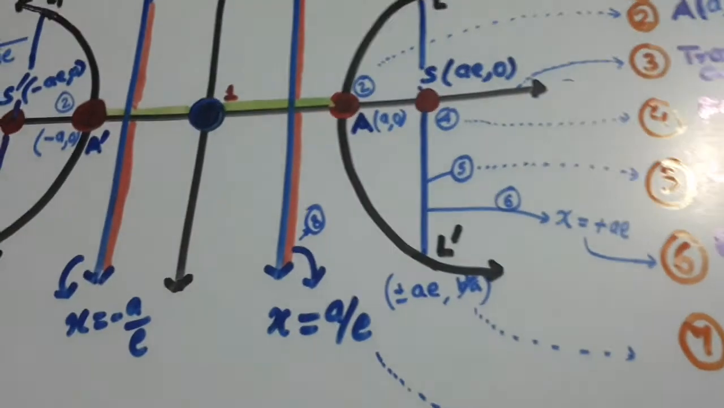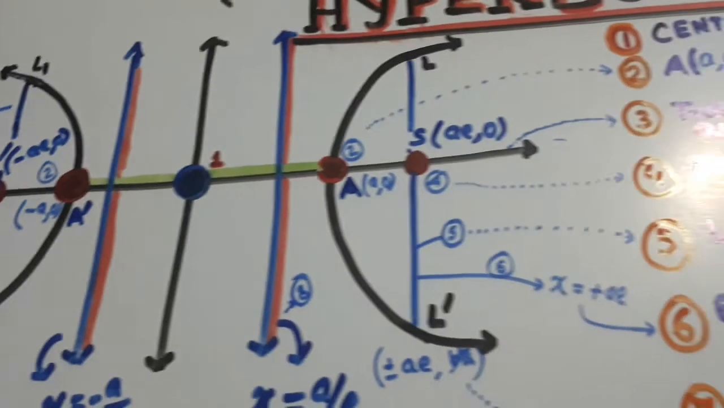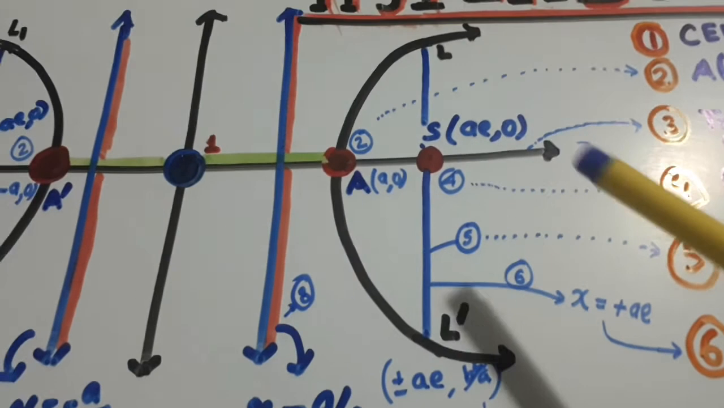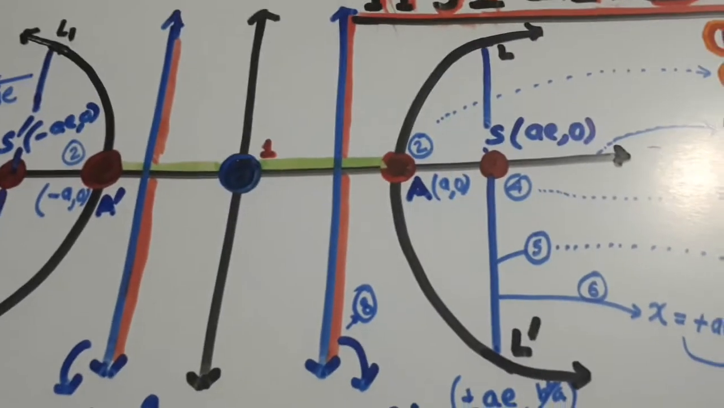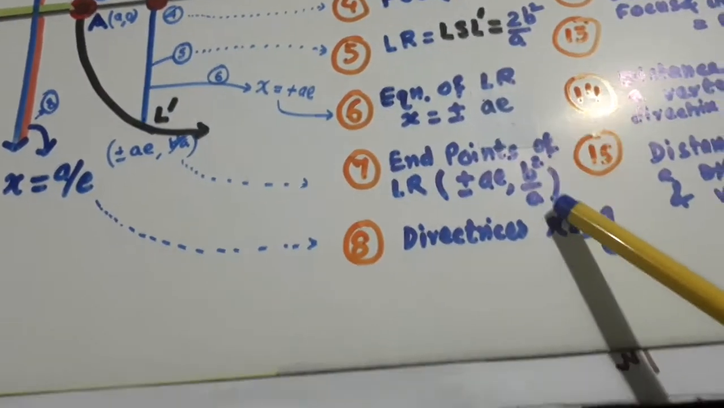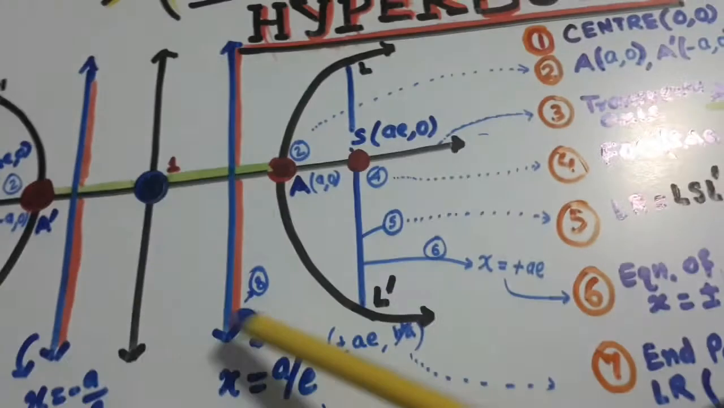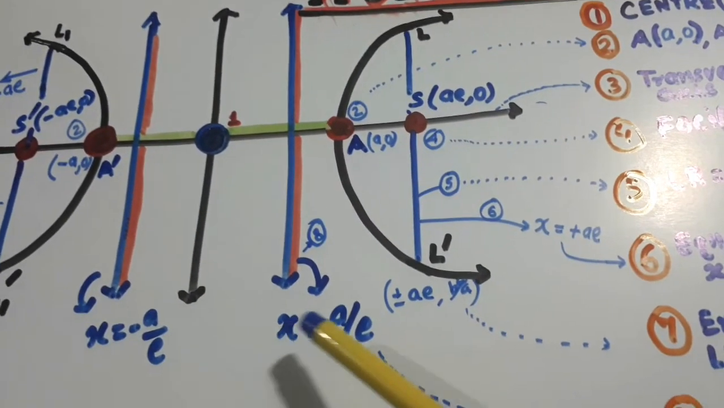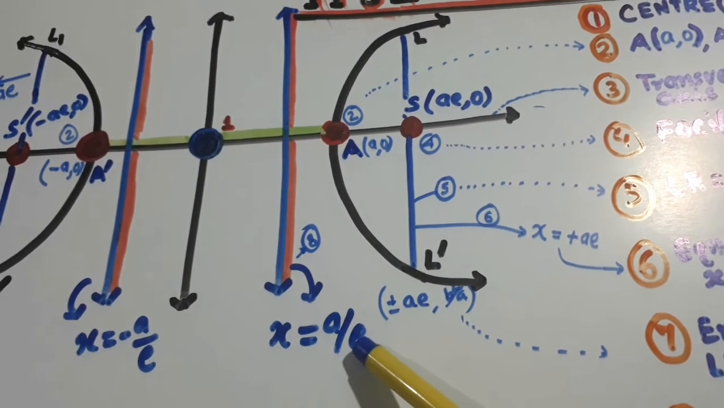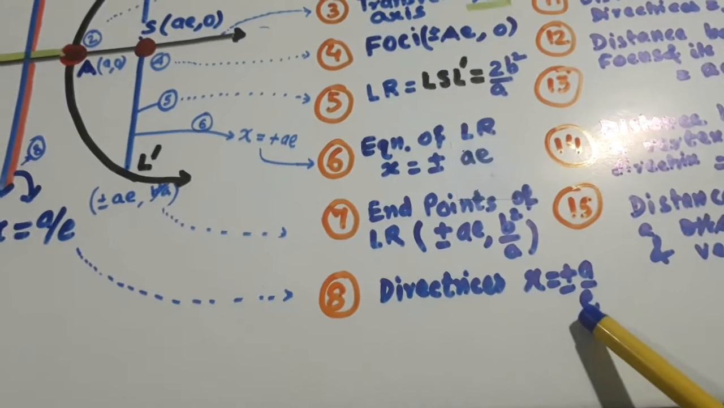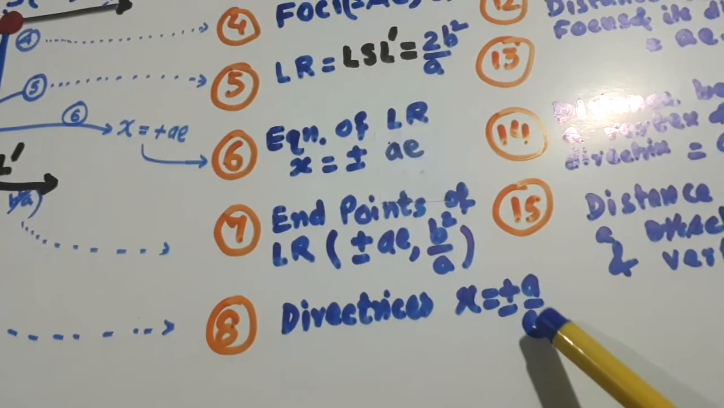So next, equation of latus rectum. It is x is equal to plus minus ae. Endpoints we have discussed, it is (ae, b square over a). Directrix, this line and this line, they are directrix. This is x is equal to a over e and this is x is equal to minus a over e. Look here. x is equal to a over e and other is minus a over e.